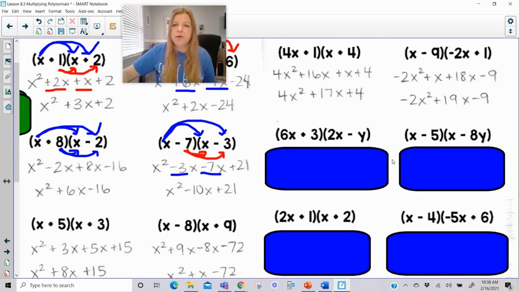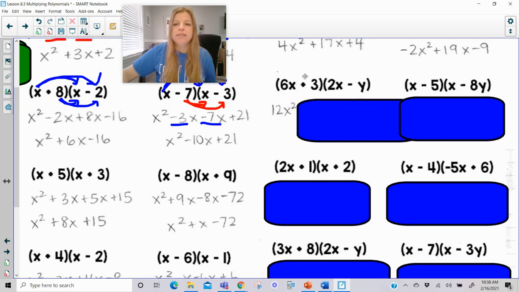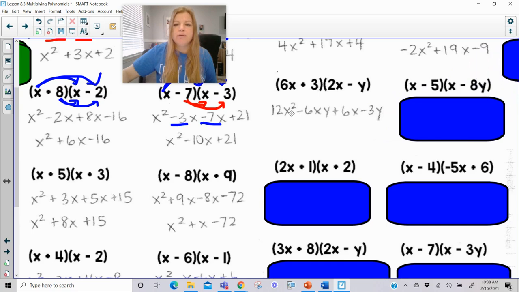Now I'm going to do the next 2 with you and then encourage you to do the last 4 as pause and practice play. So 6x times 2x is 12x squared. Okay, so that's going to start as 12x squared. 6x times -y is -6xy. Now let's distribute the 3. 3 times 2x is 6x. And then 3 times -y is -3y. And now notice none of these terms are like terms. I can't combine them. And you're going to see that pop up with a few extra problems down here as well, is that you don't have any like terms, and this is actually just our final answer.